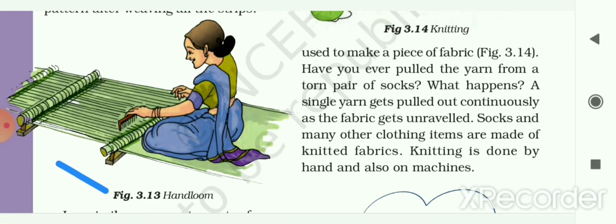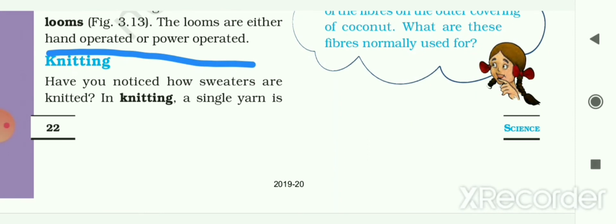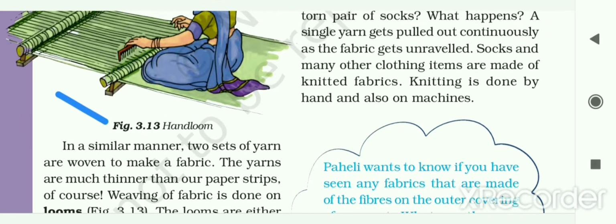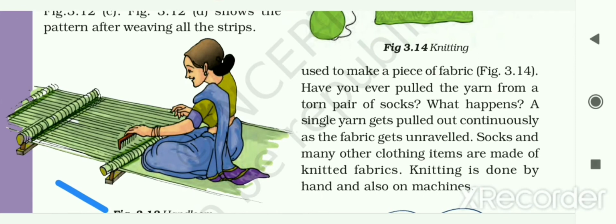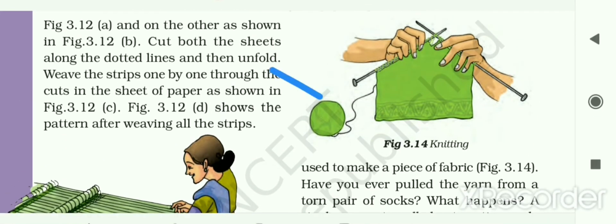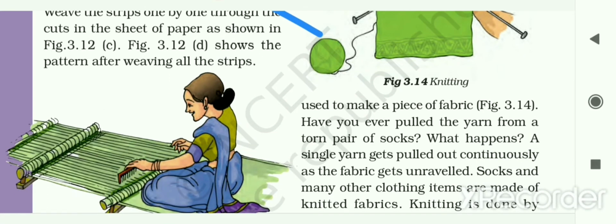Another process to make fabric from yarn is knitting. Have you noticed how sweaters are knitted? In knitting, a single yarn is used to make a piece of fabric, as shown in the picture. This is the knitting process in which a single yarn is used.